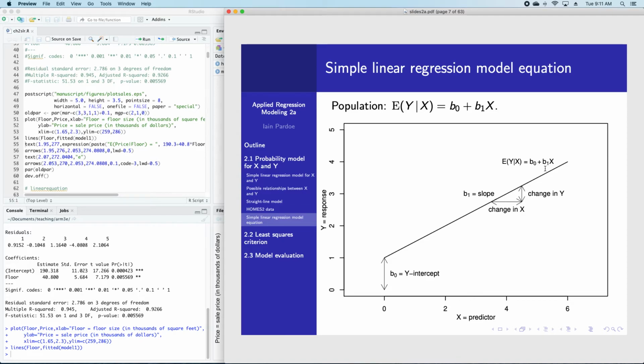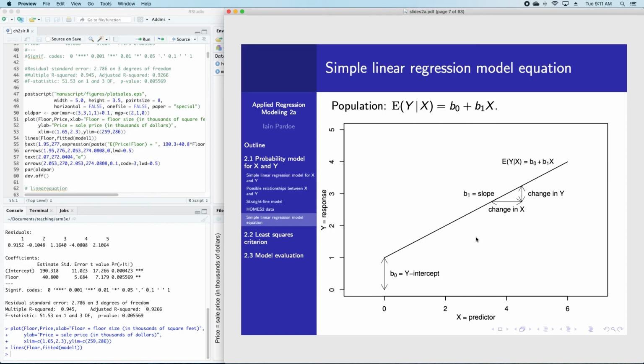And then b1 is the slope of this line. The slope is often taught in high school as rise over run, so it's the change in y divided by the change in x. The higher this number, the steeper the line would be, and the lower the number, the more shallow it would be. So that's the simple linear regression model.